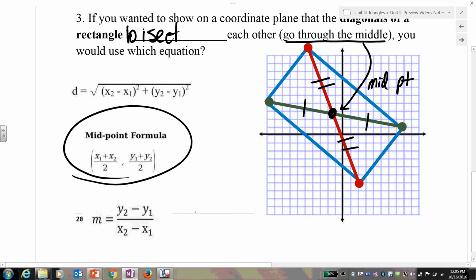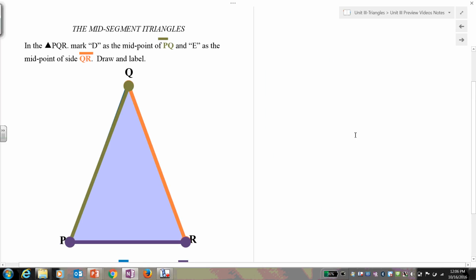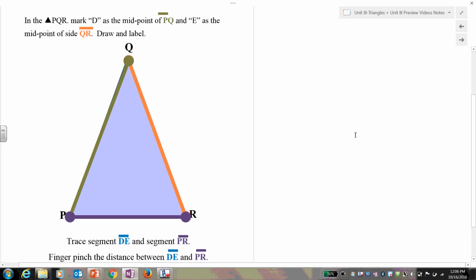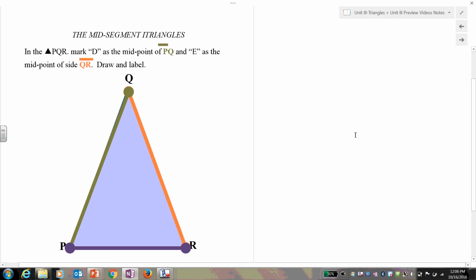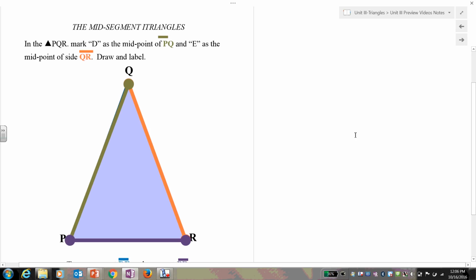So the most important thing for you to figure out is under which circumstance do you use the distance, the midpoint, or the slope equation. We're going to do an example together, but before we do, I'm going to introduce a concept about triangles. It says right here, in triangle PQR, mark D as the midpoint of PQ. So let's eyeball that, middle of PQ, and that's point D.